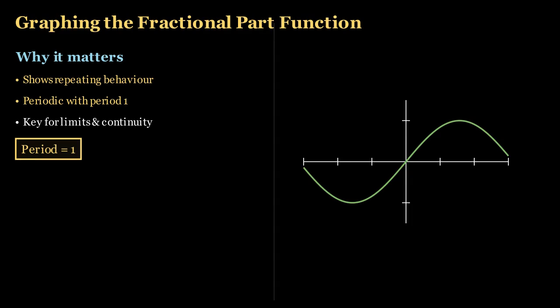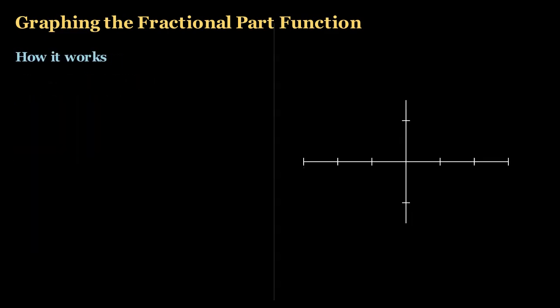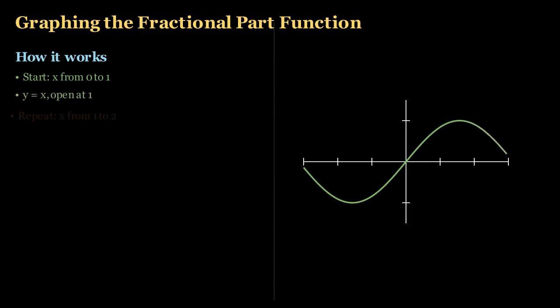Let's build the graph step by step. First, look at x between 0 and 1. The integer part of any number here is 0, so the fractional part is just the number itself. That means y equals x. It's a straight line from 0 up to 1, but at exactly x equals 1, the fractional part drops to 0, so we put an open circle at the top to show it doesn't include that point.